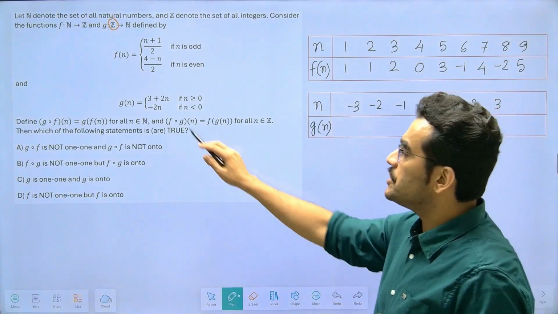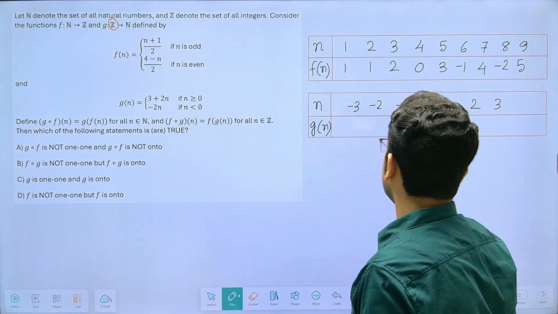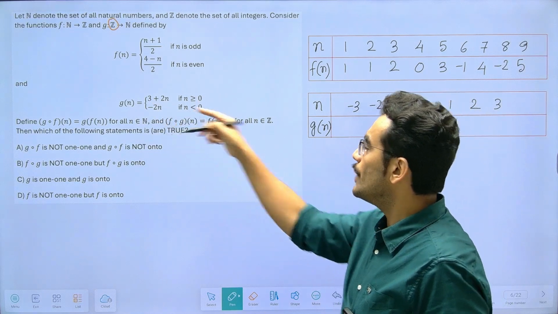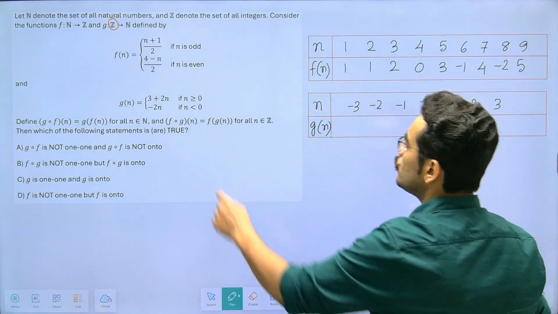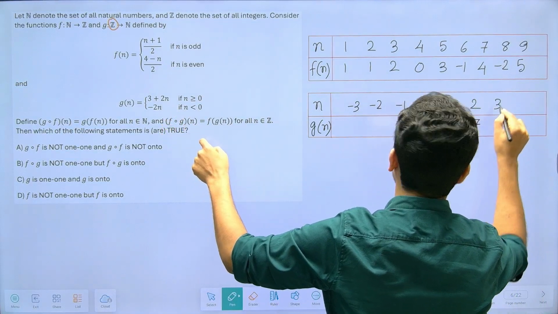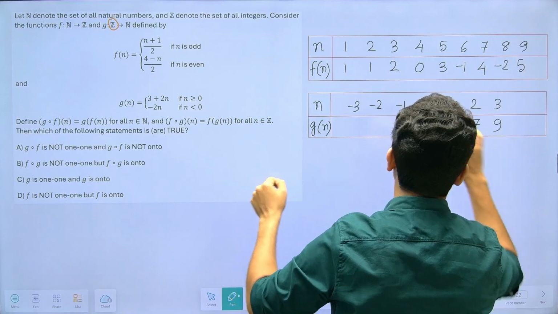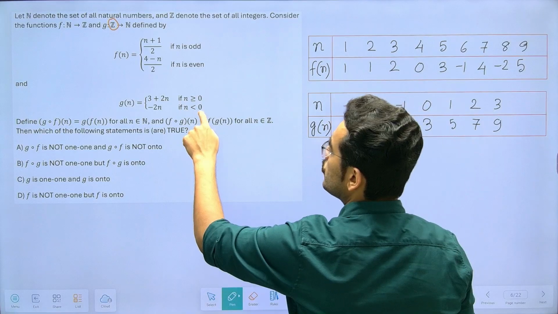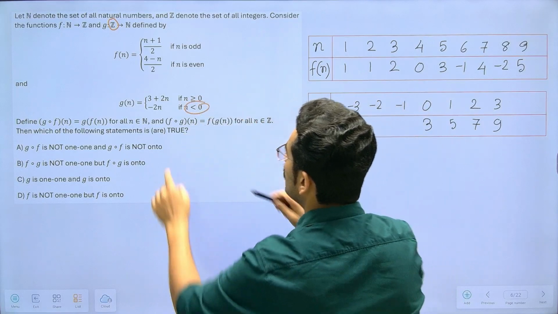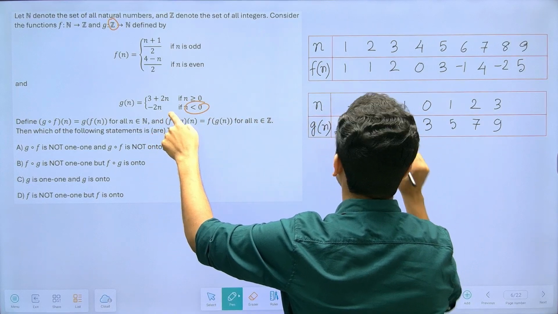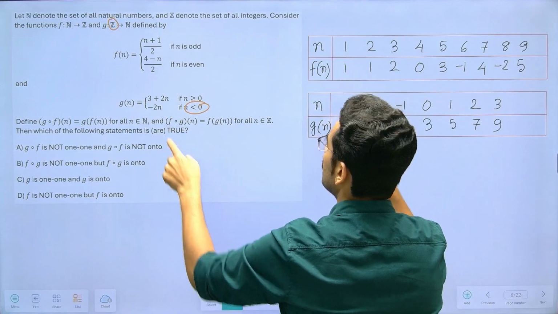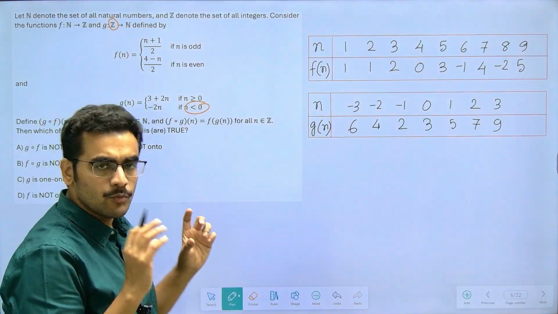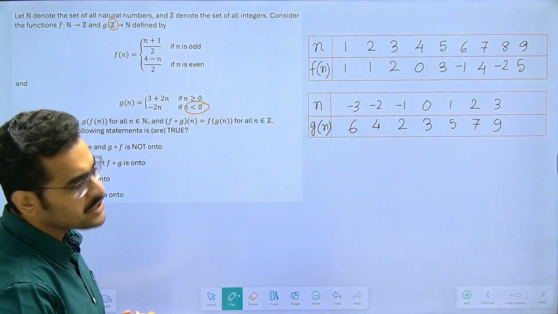n equal to 0, what is the g value? We substitute here and get 3. Next, n equal to 1, we get 5. n equal to 2, we get 7. n equal to 3, we get 9. So we are getting a pattern here: 3, 5, 7, 9. And for minus 1, we have to substitute in the n less than 0 case. Minus 1 gives 2, minus 2 gives 4, minus 3 gives 6, like that. So we got a pattern followed by f(n) and g(n).